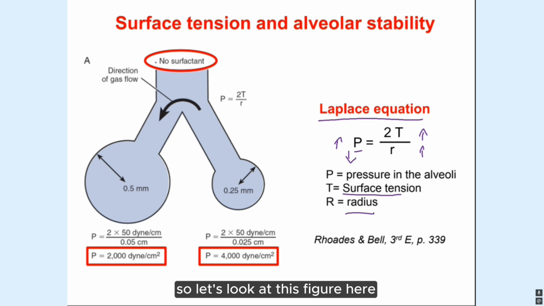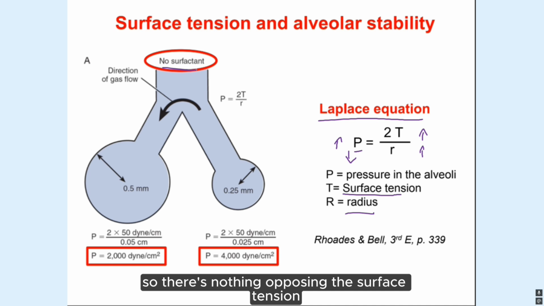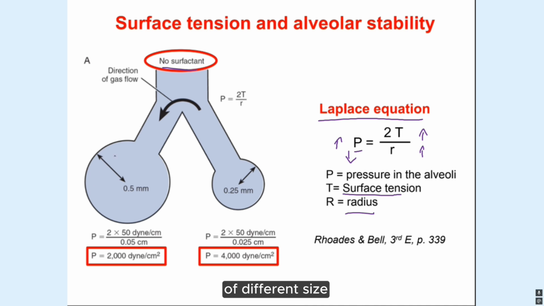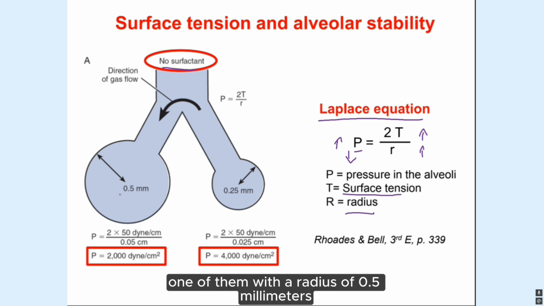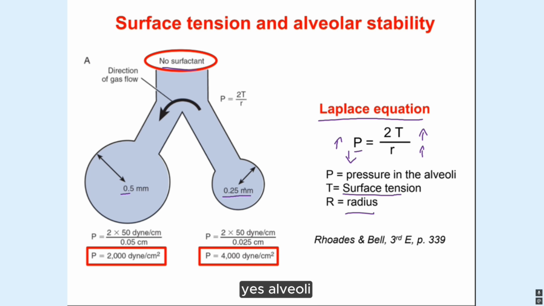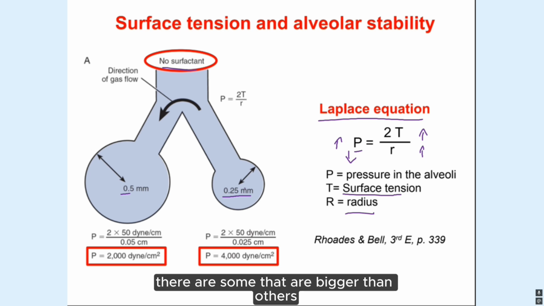So let's look at this figure. Here, there is no surfactant, so there's nothing opposing the surface tension. You can see that we have two alveoli of different sizes, one with a radius of 0.5 millimeters and the other with a radius of 0.25 millimeters. Yes, alveoli are very similar in size, but they're not 100% the same. There are some that are bigger than others.